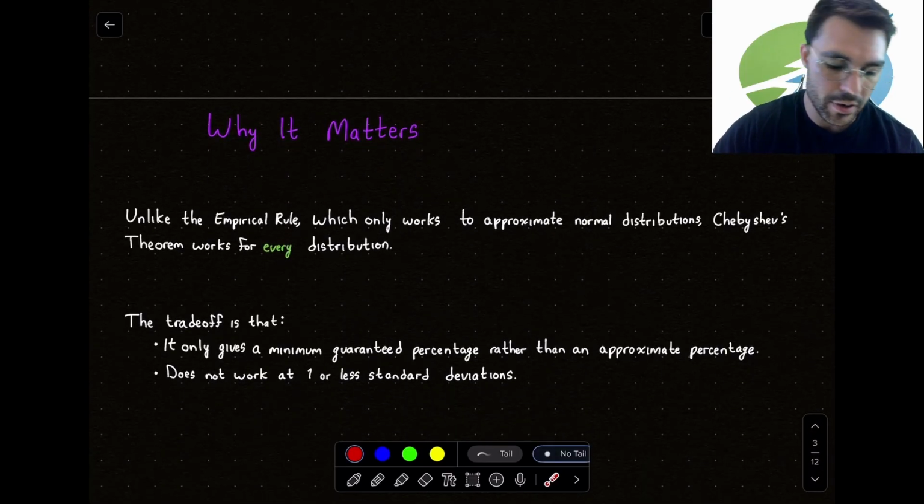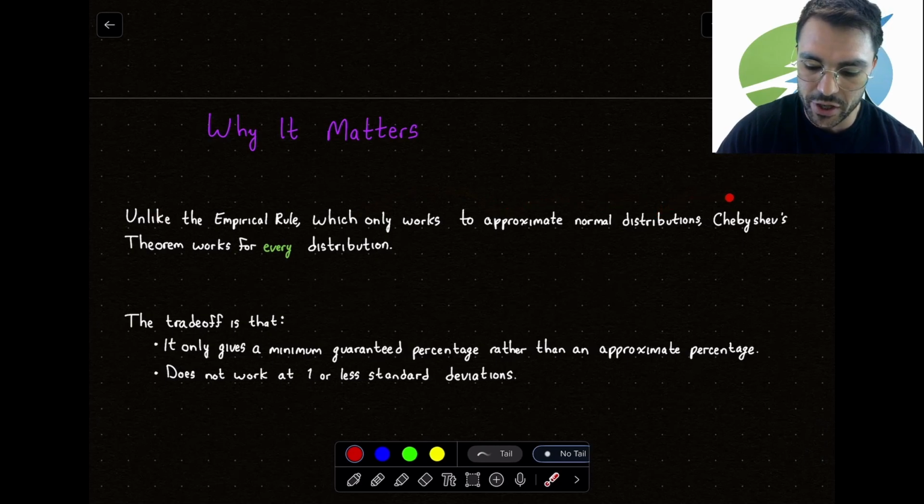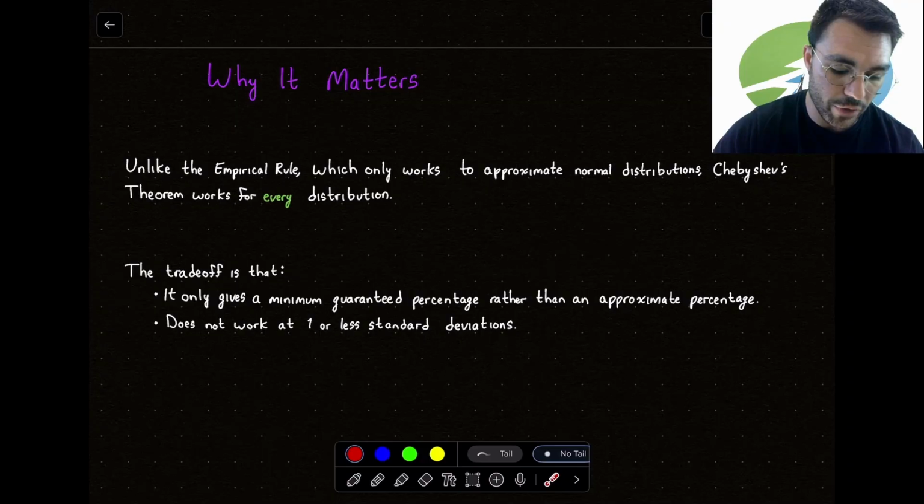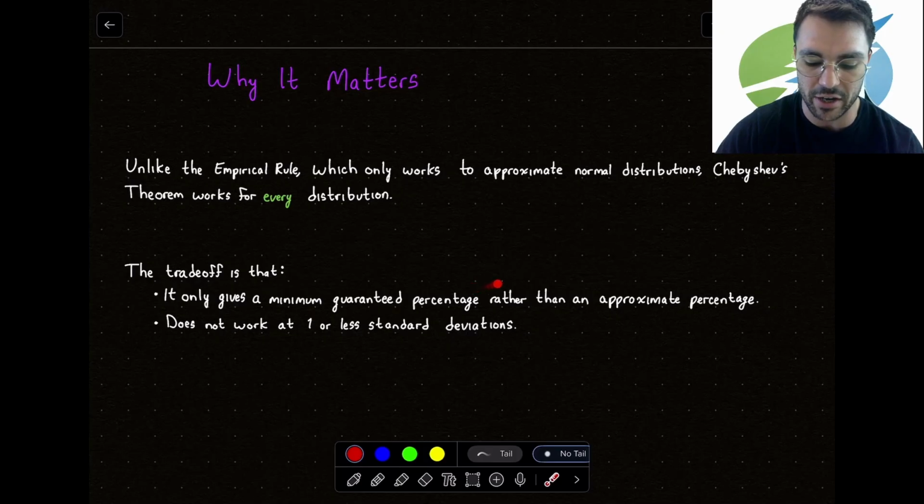Why does this matter? Unlike the empirical rule, which only works to approximate normal distributions, Chebyshev's theorem works for every distribution. There is a trade-off, though. It gives the minimum guaranteed percentage rather than an approximate percentage, and it does not work at 1 or less standard deviations. So we'll see what that looks like more, but it gives a minimum guaranteed percentage, not an approximate percentage. Okay.